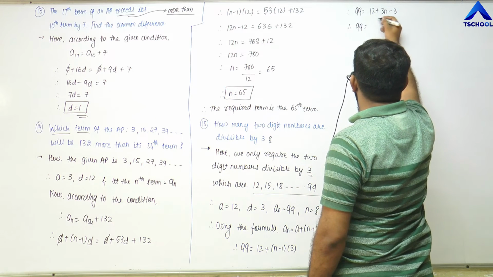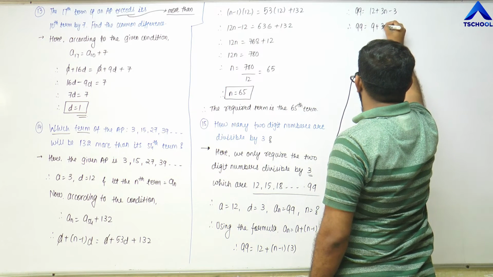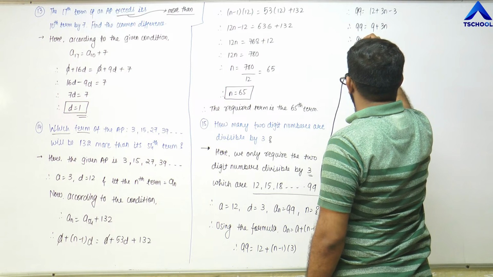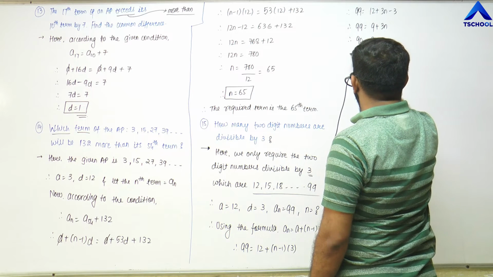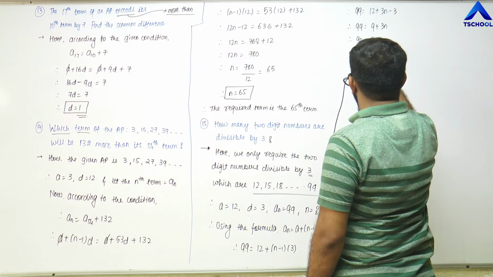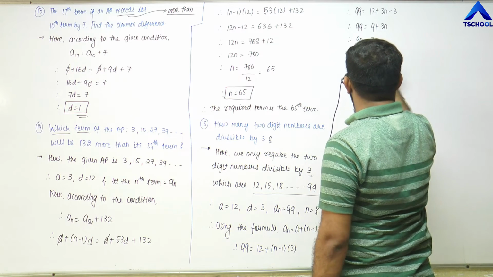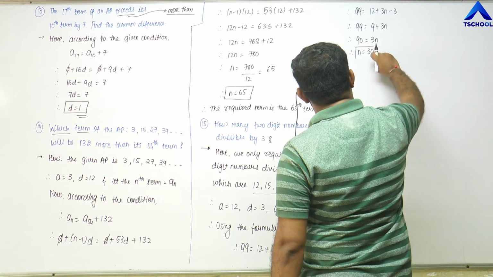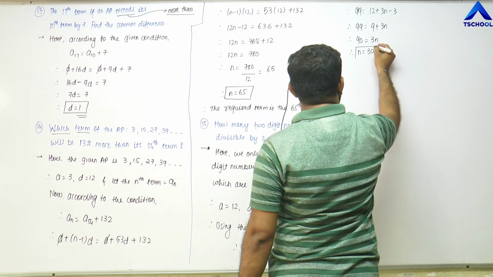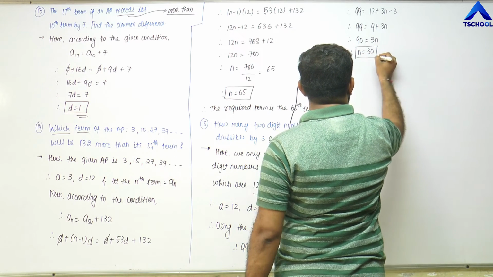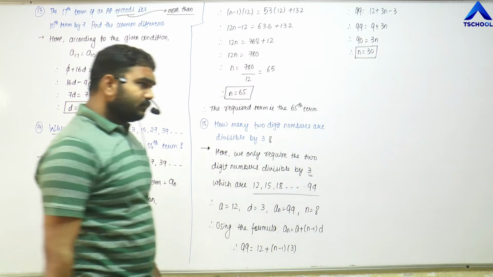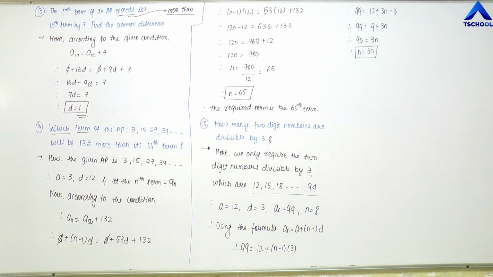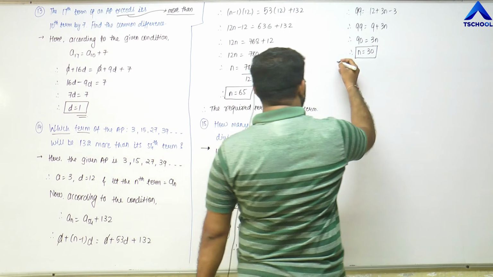99 equals 12 minus 3, that is 9 plus 3n. Therefore 90 is equal to 3n, and hence n is equal to 30, right? Hence n is equal to 30. So friends, we can say that for n equals 30, that means there are 30 two-digit numbers.